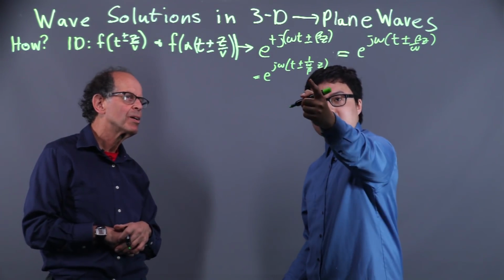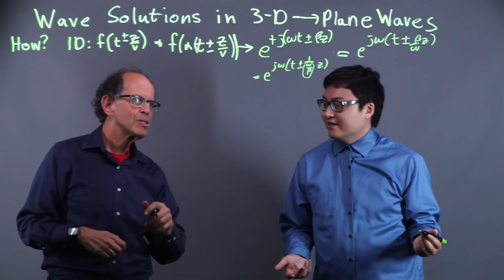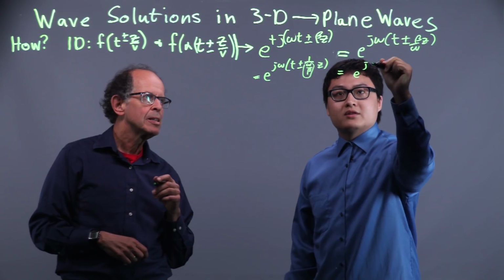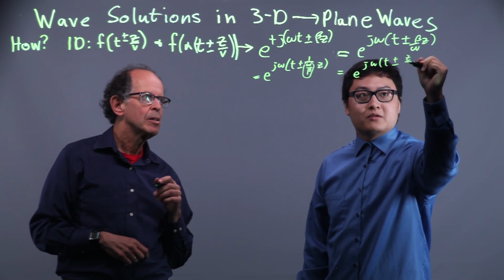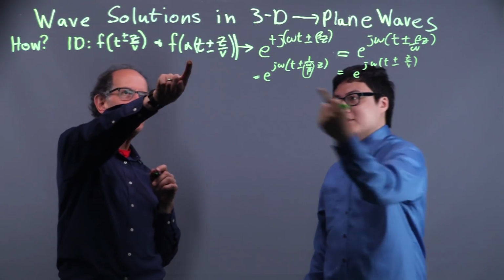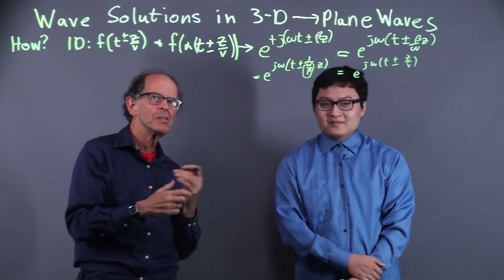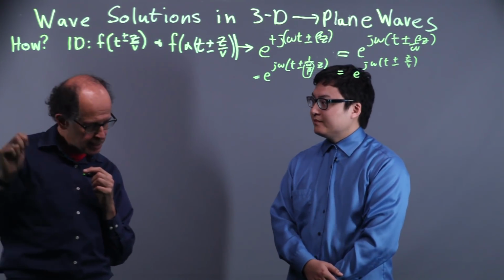Huh, this looks familiar. What's omega over beta? Isn't that just v? That's v, right. So e to the j omega t plus or minus z over v. And that's what we have. Looks like that? Yeah, this is exactly that. So that's great. So we know how to do it in 1D.